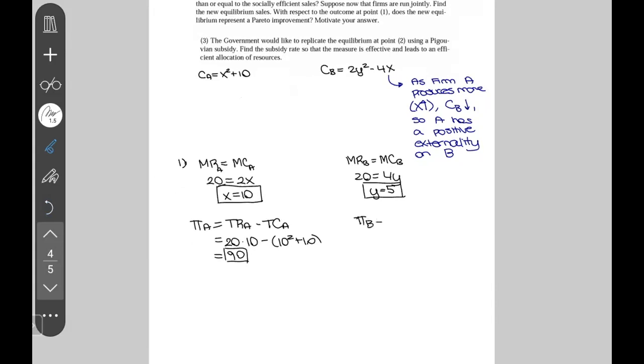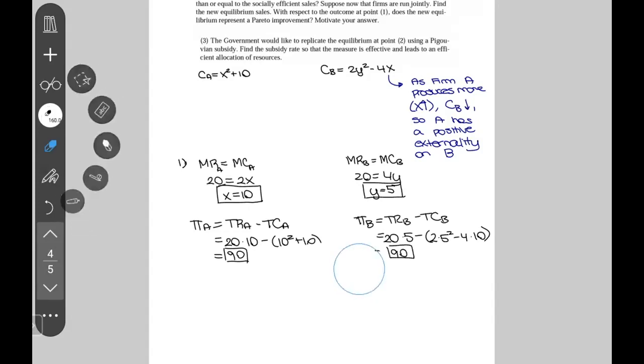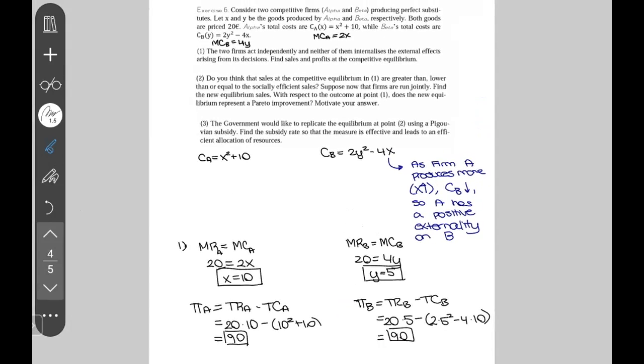And then for B, we take revenue of B minus cost of B. So price was still 20, quantity is 5. And then the cost function was this. So we have to plug in both X and Y. And that's going to give us also 90 in this case, but that's just a coincidence. They're not always going to be the same because that really depends on their cost functions. And in this case, the cost functions were actually pretty different because this was X squared here and that was 2Y squared, but then this had a plus 10. The point is that they're pretty different, so it just depends.